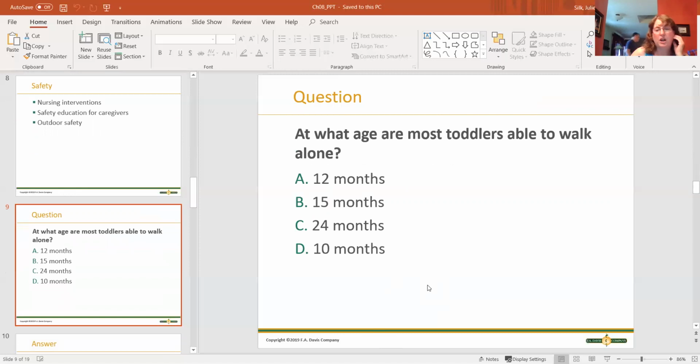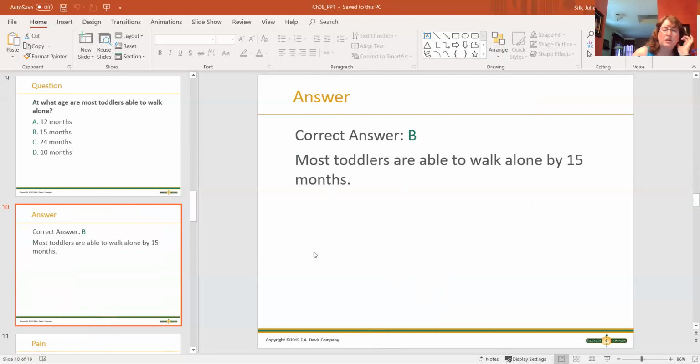At what age are most toddlers able to walk alone? This would be B. Most toddlers are able to walk alone by 15 months old.